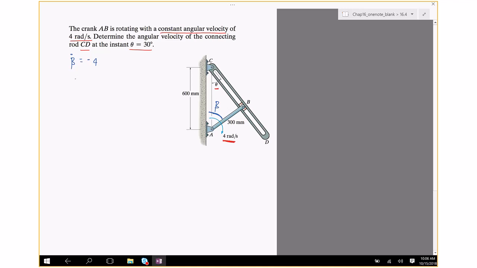Okay, what you're asked is to find the angular velocity of the connecting rod. So the connecting rod is CD, and the angle made by CD with the y-axis is theta. So we are asked to find theta dot. Theta dot is the unknown.